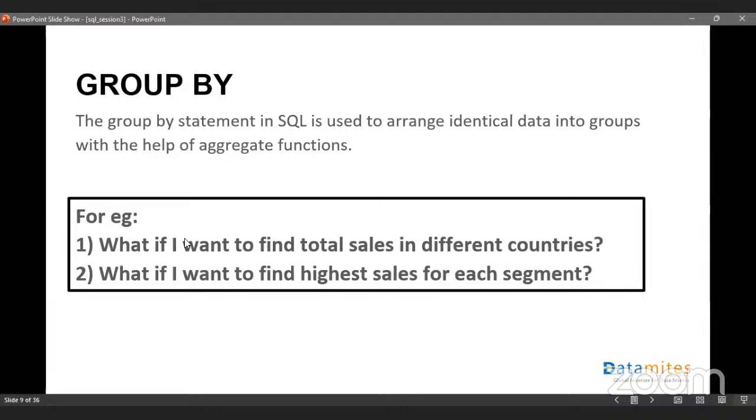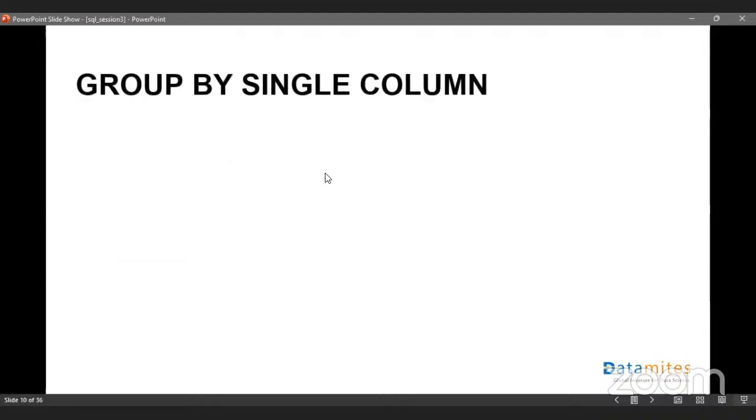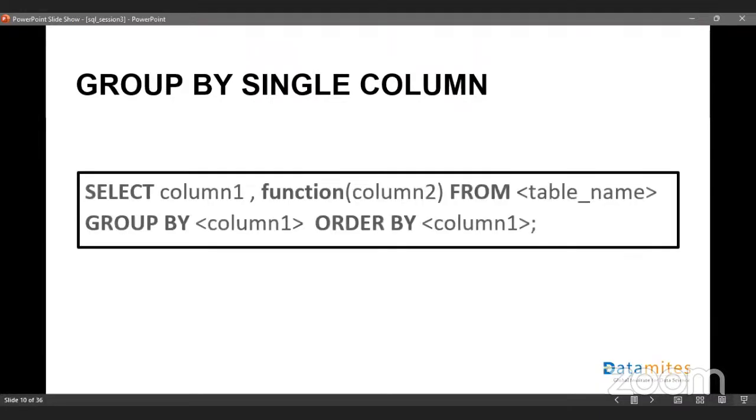All right, let's see how the syntax works. Group by can be applied on a single column. The syntax is something like this: you use a select statement and specify your column name. Let's say I just want to find the sum of sales for different countries. I can specify the country name here, and I can apply an aggregate function like sum on the sales column.